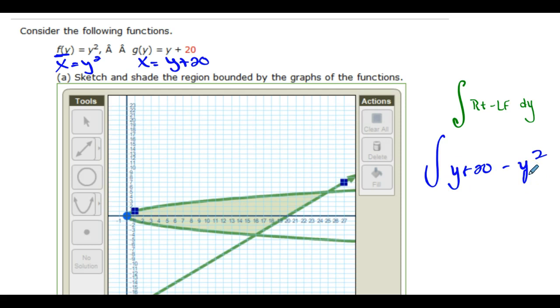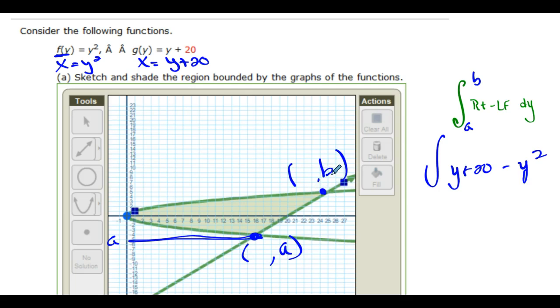And then to find your limits, you're still going to integrate from a to b, but your a to b is not going to be left to right. It's going to be this lower. So there's your a. So you've got to find this point of intersection, and that y value is your a, and then find this point of intersection, and that y value is going to be your b.